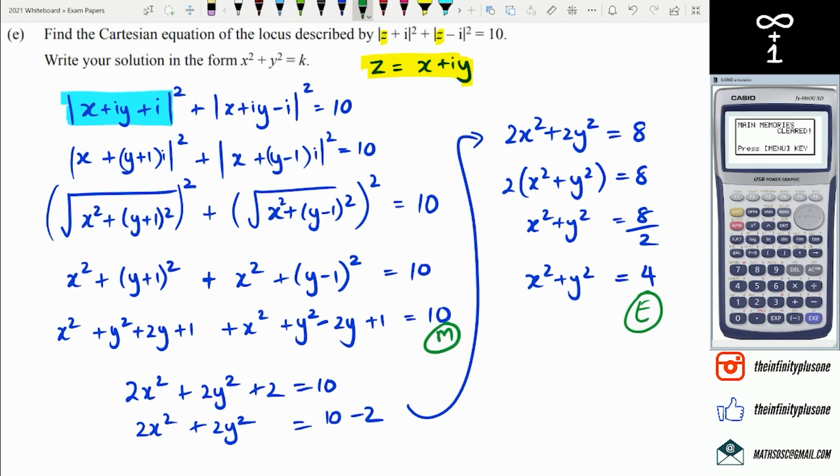So for Cartesian plane or locus questions, always remember: put z equals x plus iy, get rid of the z, then just expand, rearrange and bring things together, and you should be good to go for a nice and straightforward excellence there.